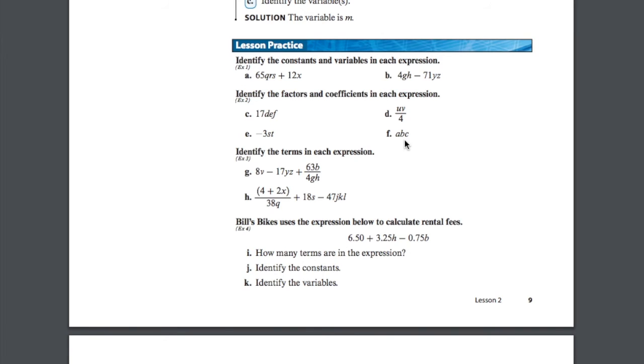It's another one of those trick problems. If there's not actually a number written there, you can assume that it's 1. If there's not a number written here, you can assume that 1 is in that numerator as well.